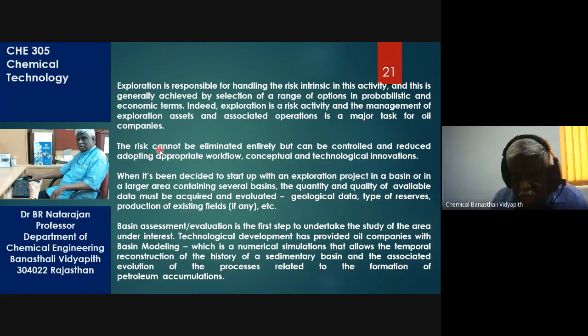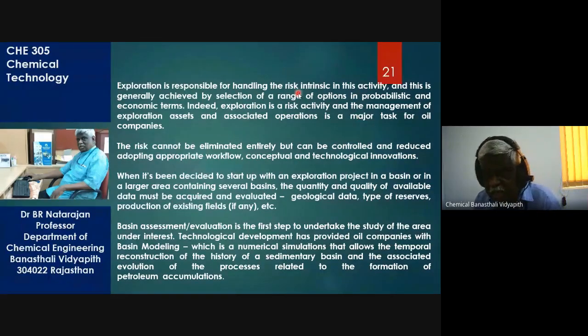Exploration is responsible for handling the risk intrinsic to it. Remember, exploration is a high-risk activity. I may not find oil. I may just spend time and find that no oil is present. But to prove that no oil is there, you have to work. Right? And this is generally achieved by a selection of a range of options in probabilistic and economic terms. Indeed, exploration is a risk activity, and the management of exploration assets and associated operations is a major task for oil companies.